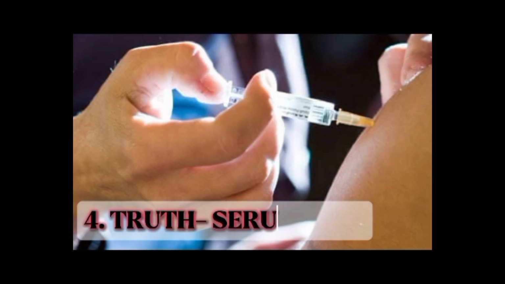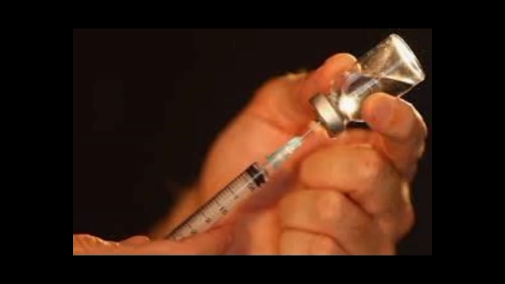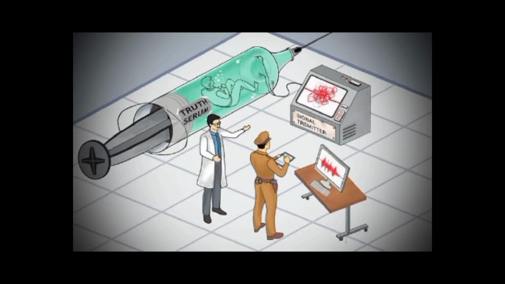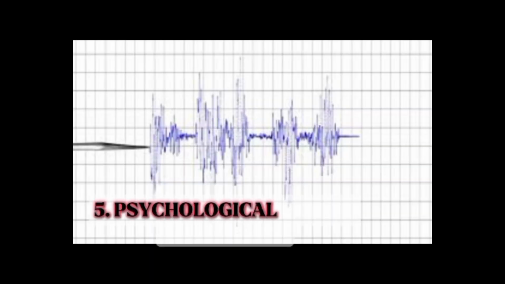Fourth, truth serum test. It is a method used to obtain information from a subject who is unable or unwilling to give information. The interviewer uses narcotics or medication like sodium pentothal or sodium amytal. They inject it into the subject in order to extract a confession or information and to get a truthful statement from the subject. Fifth, psychological stress evaluator.